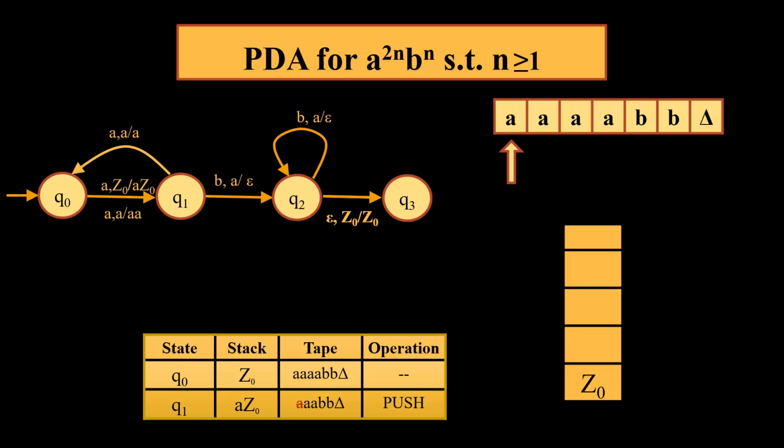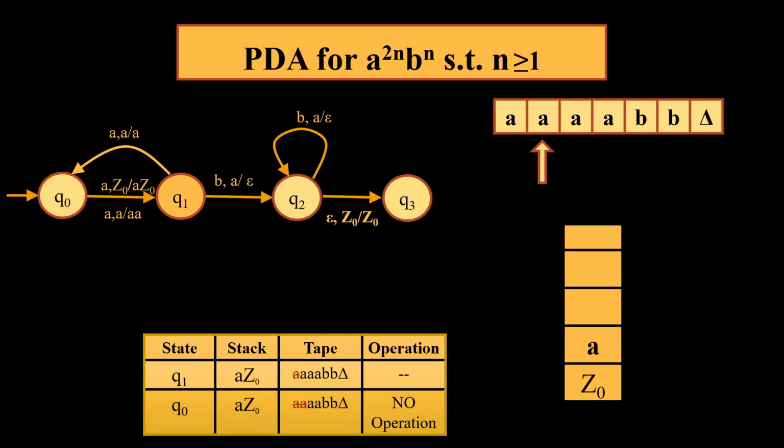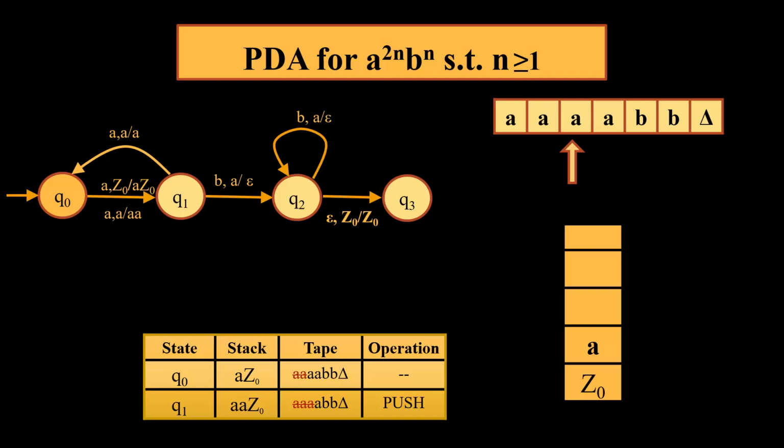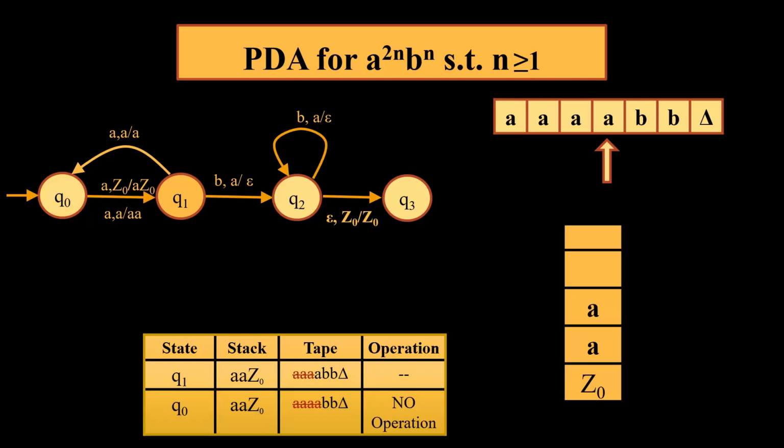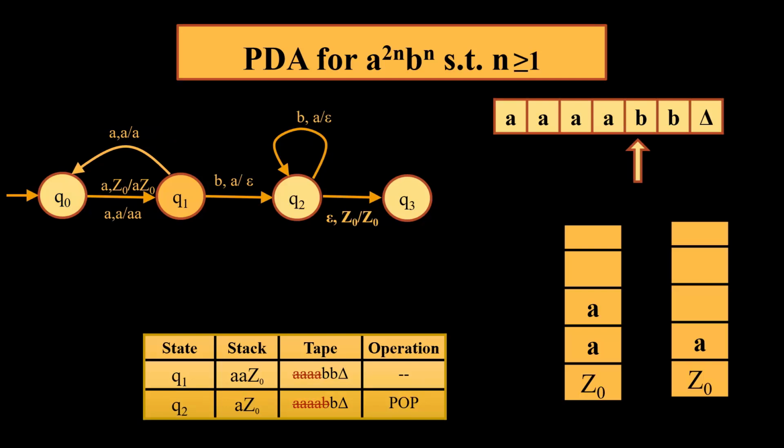We start off with A^4 B^2. Read first A, transition from Q0 to Q1 and a push operation. Read second A, no change, only the head will move, so we move back from state Q1 to state Q0. Next A, Q0 to Q1, push operation. Fourth A, Q1 to Q0, only read, no push, no pop. Once we come across B, we are in state Q1, we start the pop operation.